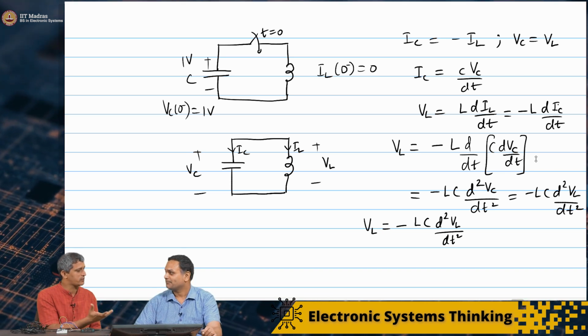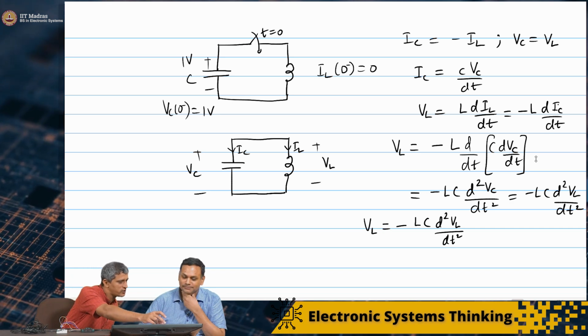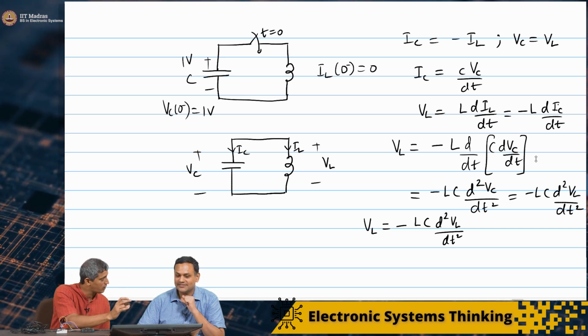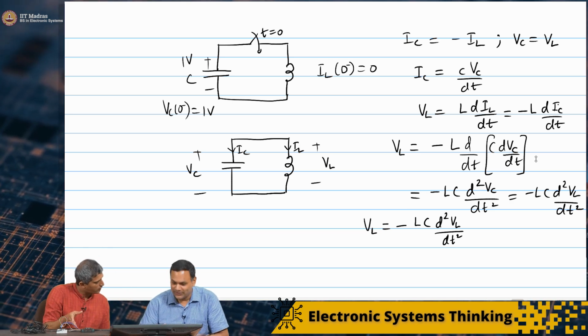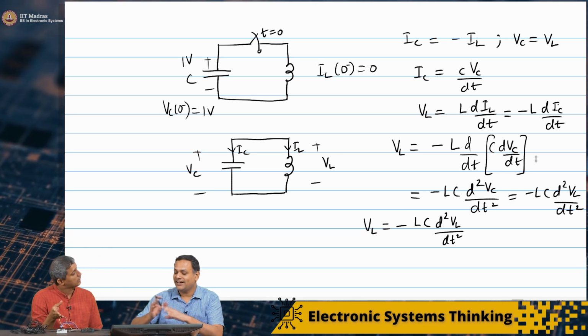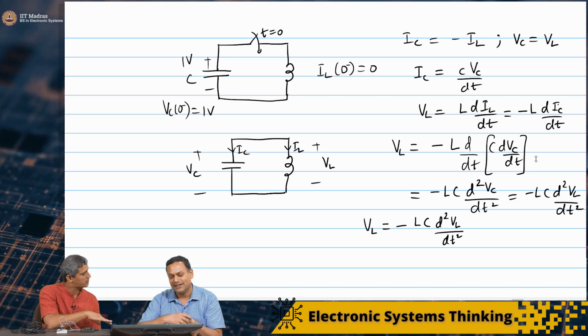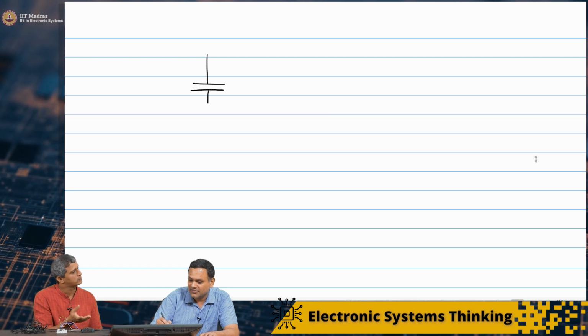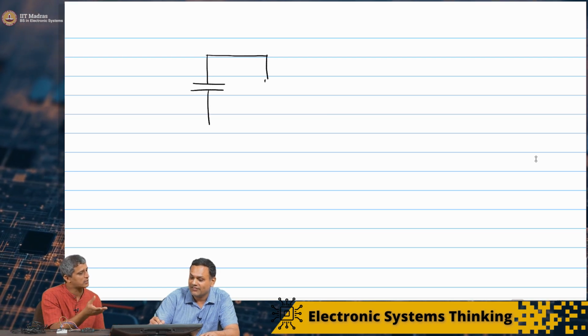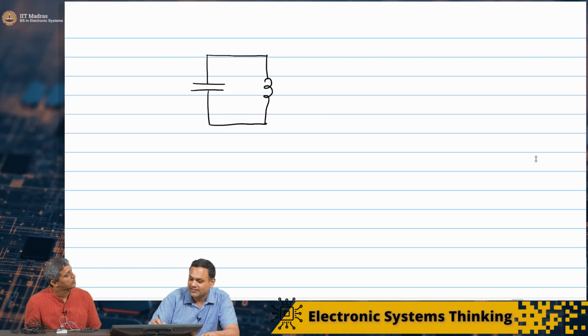What this is telling us is that the energy of half CV squared on the capacitor is being transferred to the inductor, and then the inductor transfers it back to the capacitor and so on. So this is like an oscillation. When will it stop? It will never stop. If you have an ideal inductor and ideal capacitor, it should never stop.